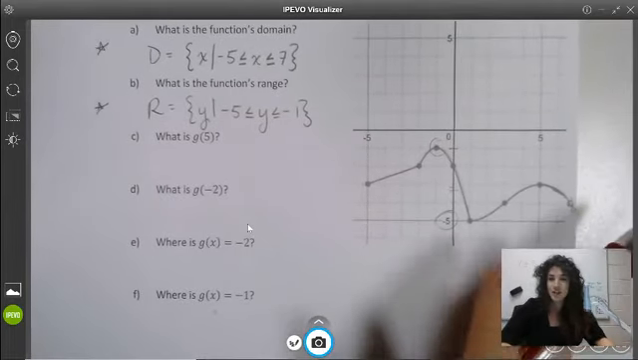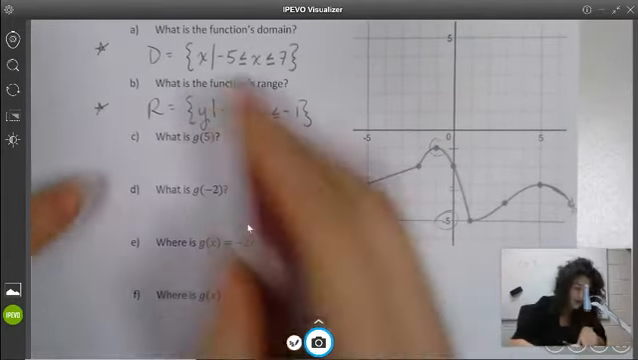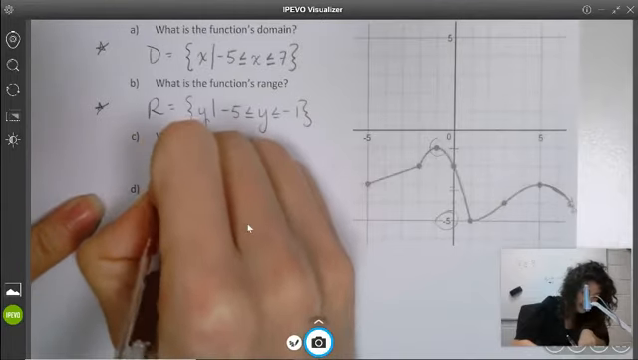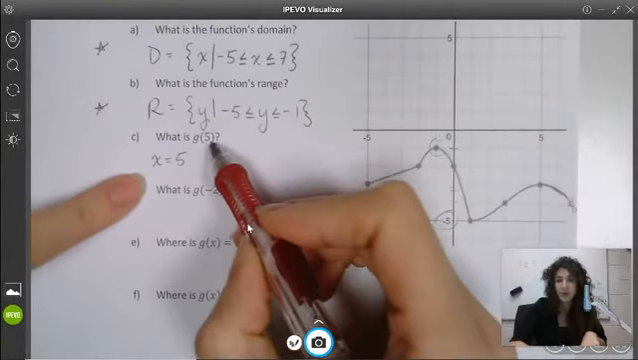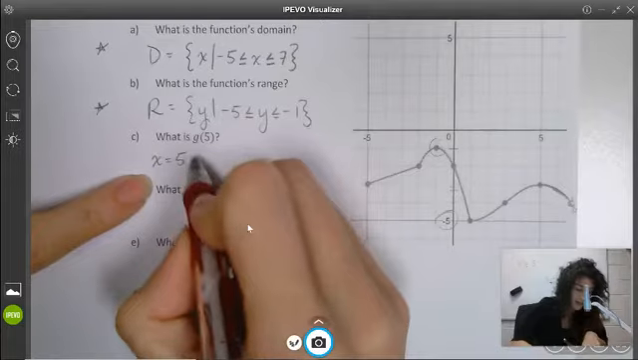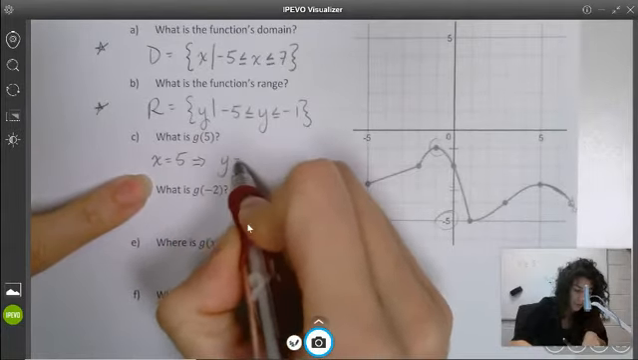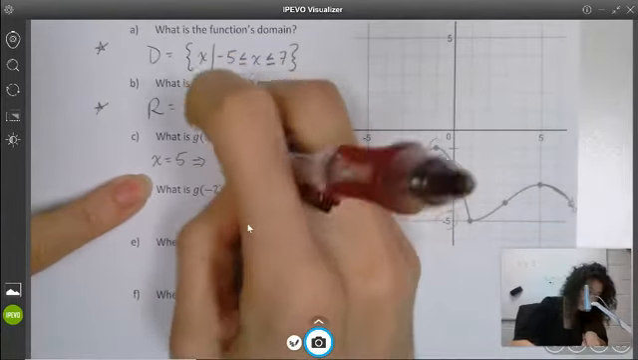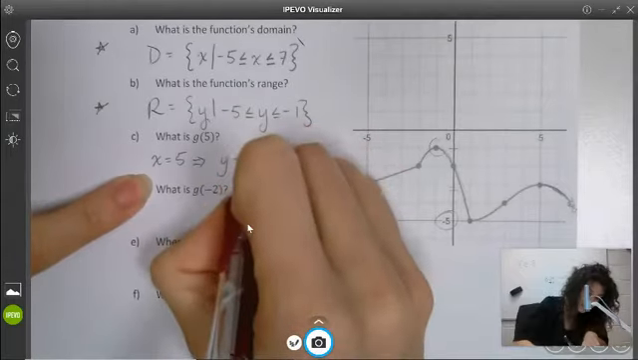Okay. Moving on, what is g of 5? g of 5 means that x equals 5, right? We've replaced x here with 5, and then it's saying, what is y when x equals 5?